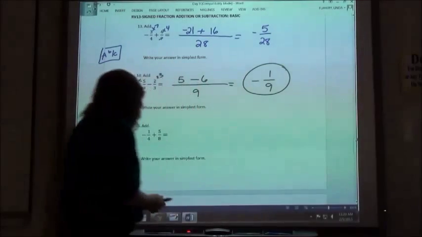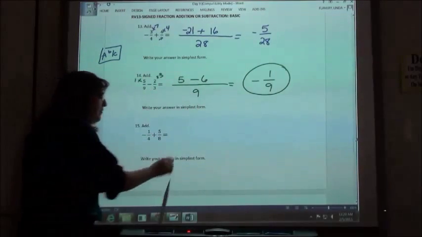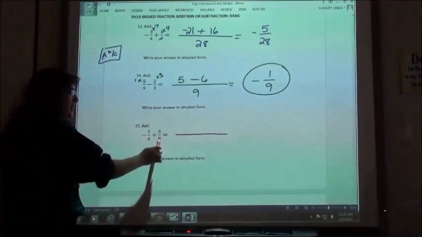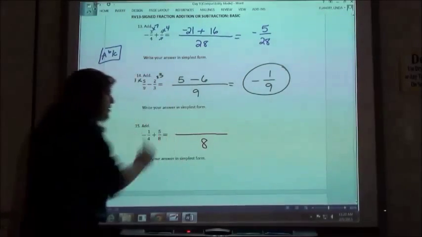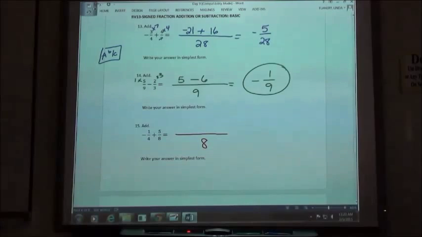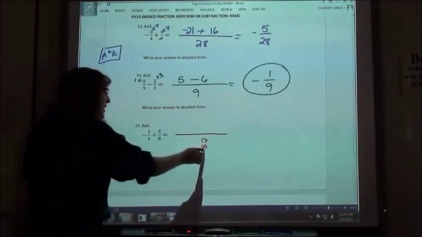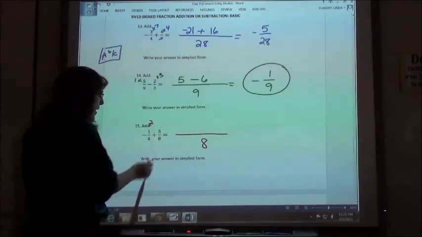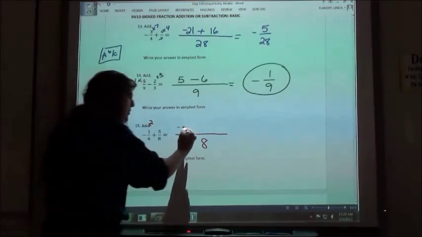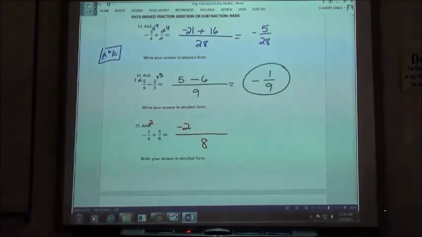And number 15, same kind of thing. I'm going to add my fractions. Since 4 does divide into 8 nice and evenly, 8's going to be my common denominator. 4 goes into 8 2 times. Negative 1 times 2 would be minus 2. A minus 2/8 is equal to negative 1/4.